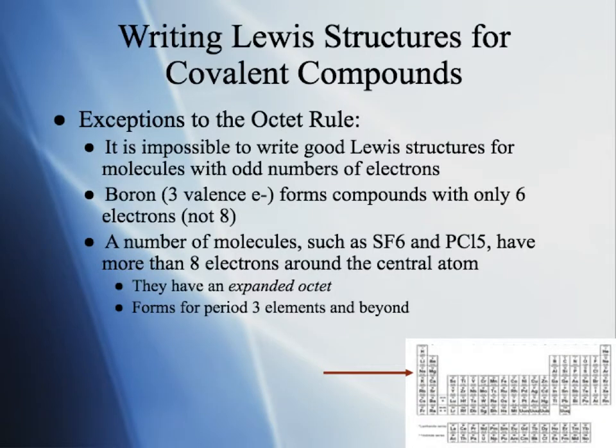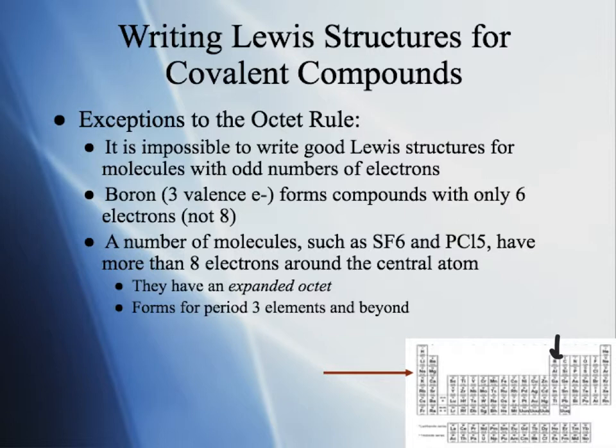All right, just like in life, there are always exceptions to rules. So, some exceptions to the octet rule. Well, first off, obviously it's impossible to write good Lewis dot structures for molecules that have an odd number of electrons, because one of them will always be unpaired. And then we also need to realize that boron, right here in the periodic table, has only 3 valence electrons, and it forms compounds that only have 6 total valence electrons, not 8. So it's another one of those exceptions.